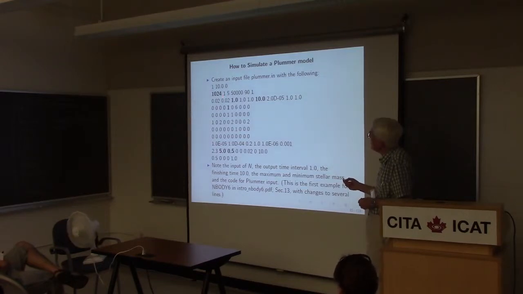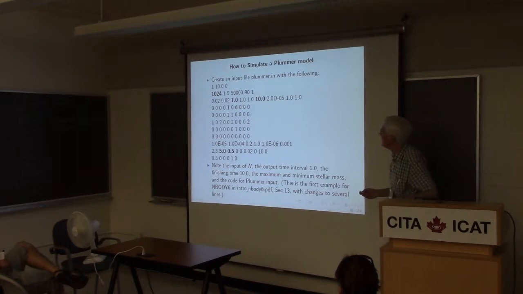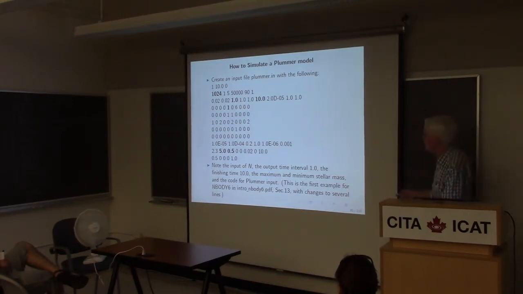I mean, you can see some of the numbers here. There's 1,024, which is the number of particles. This is the output interval. This is the final time of your run. This one here, though you'd never guess it, is the one which says make a Plummer model. The maximum and minimum masses are given in here.